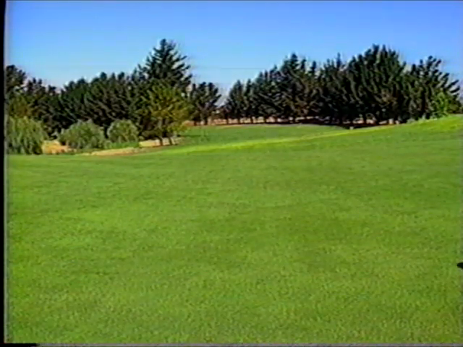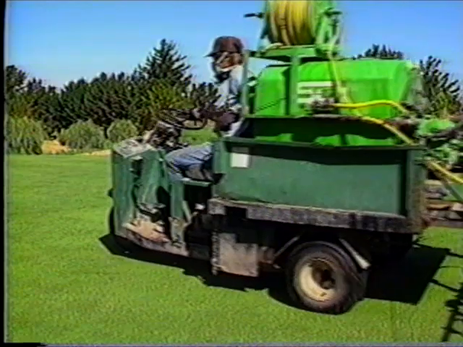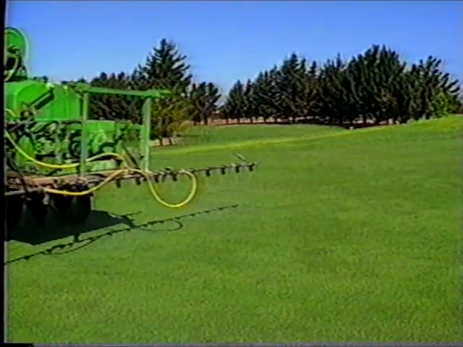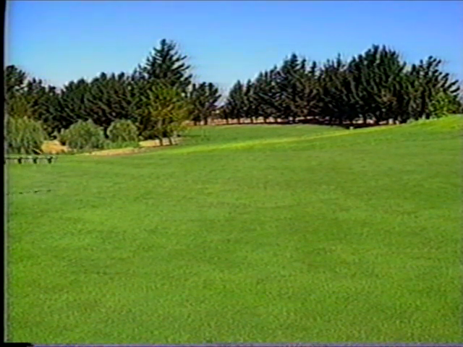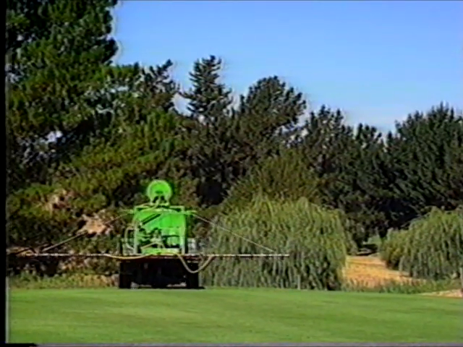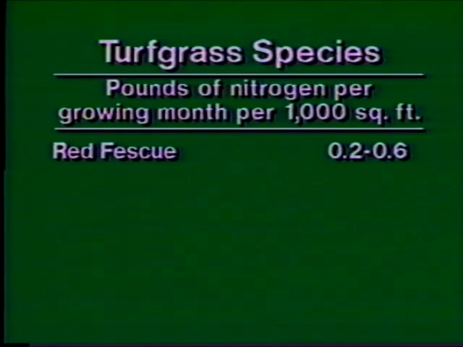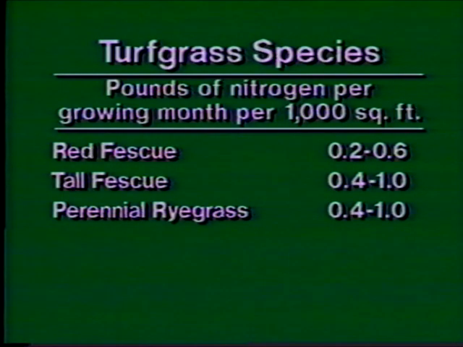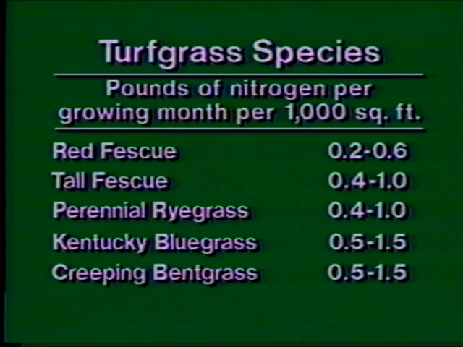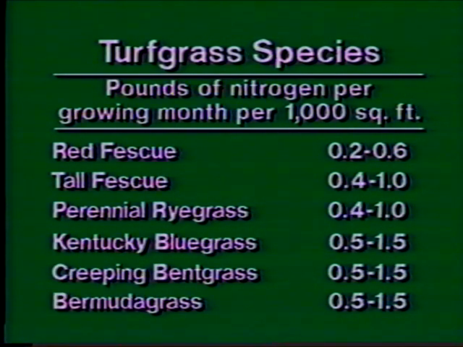Though fertilizer application rates vary according to climate, soil, and use of the area, an understanding of the recommended nitrogen requirements of the different turfgrass species will give us some direction in developing our fertilization program. For optimal growth, red fescue should receive between 0.2 and 0.6 pounds of nitrogen per growing month per 1,000 square feet. The rate for tall fescue and perennial ryegrass is 0.4 to 1 pound of nitrogen. Kentucky bluegrass, creeping bentgrass, and Bermuda grass should receive between 1/2 and 1 1/2 pounds of nitrogen.